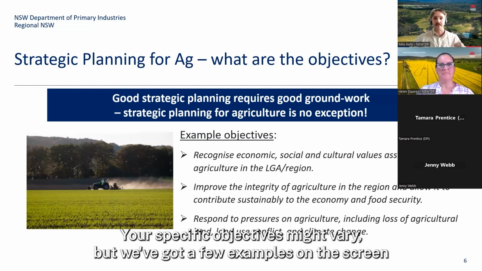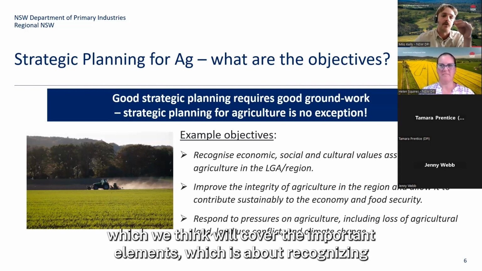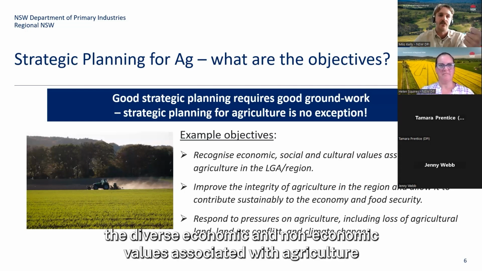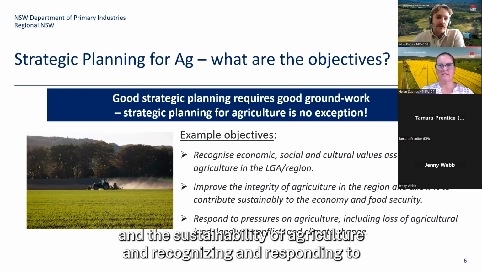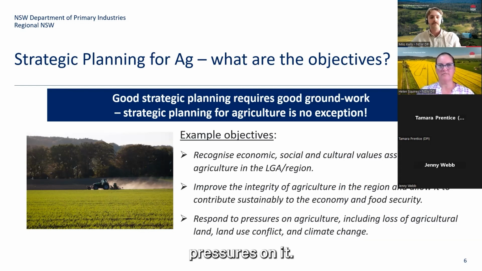Your specific objectives might vary, but we've got a few examples on the screen which we think will cover the important elements, which is about recognizing the diverse economic and non-economic values associated with agriculture and other rural land uses, improving the integrity and the sustainability of agriculture, and recognizing and responding to pressures on it.